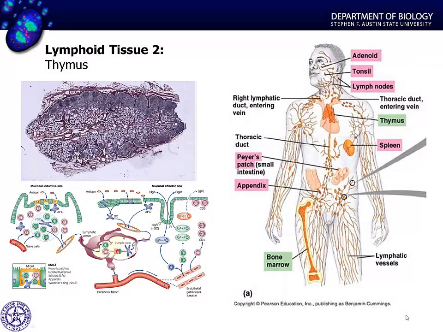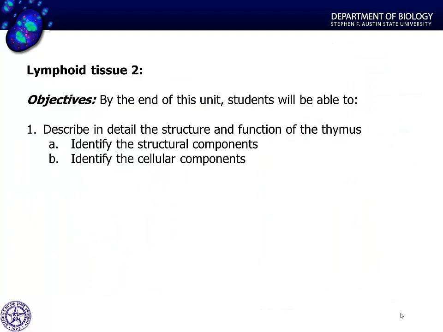Welcome to our second podcast on lymphoid tissue. In this second podcast, we'll be focusing specifically on the thymus. And by the end of this unit, we will be examining the structural components of the thymus, the cellular components, and really looking at the function of the thymus overall in terms of its contribution to the immune system.